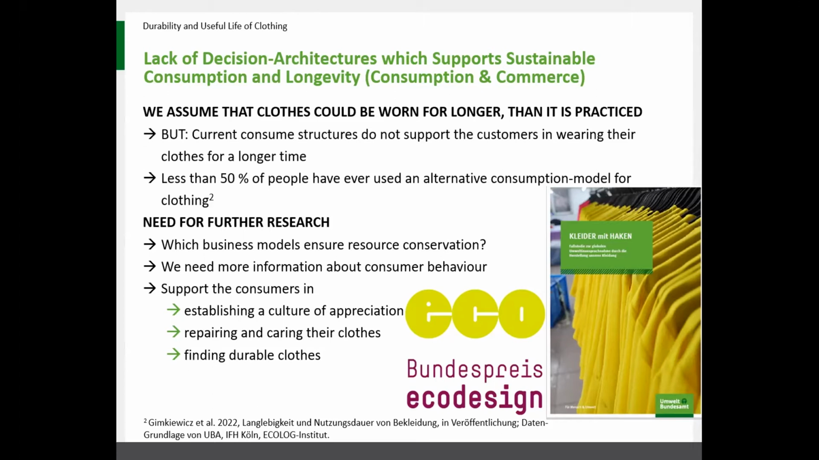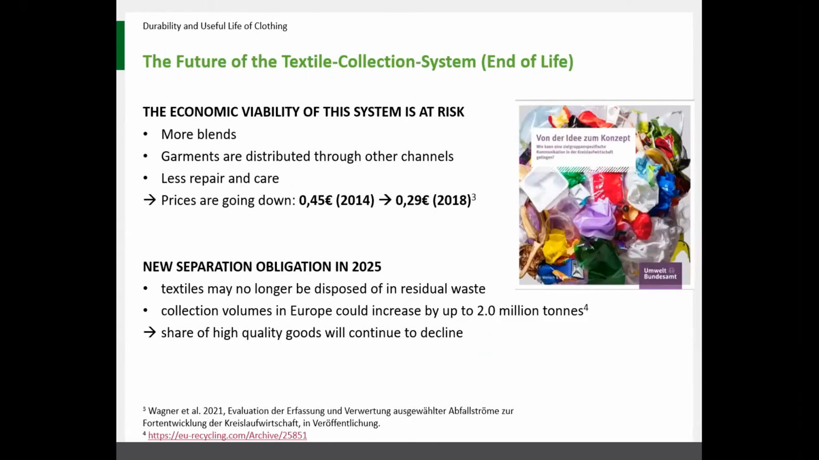And at last, we need to support the consumers in repairing and carrying their clothes. They need to know how and where to find durable clothes, and we need to figure out how we can establish a culture of appreciation. So next we go to the system of collection and sorting, which has an uncertain future.